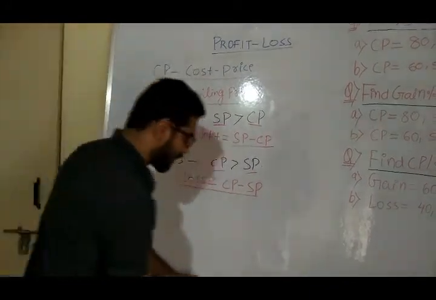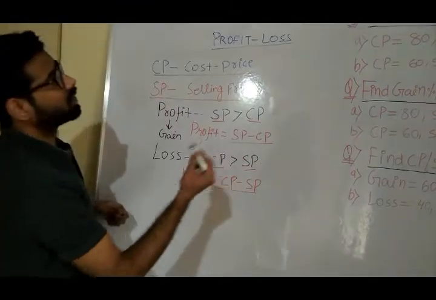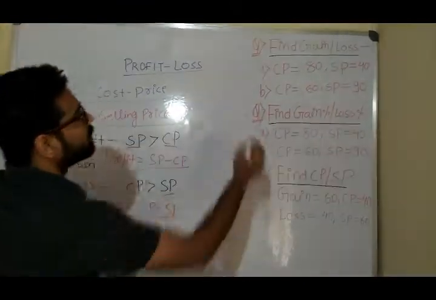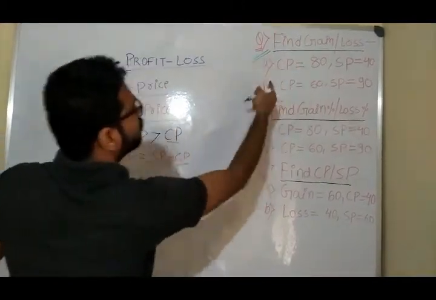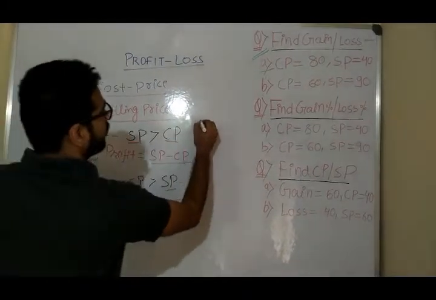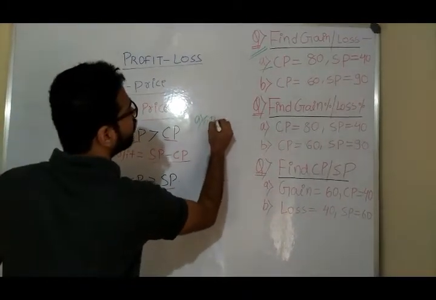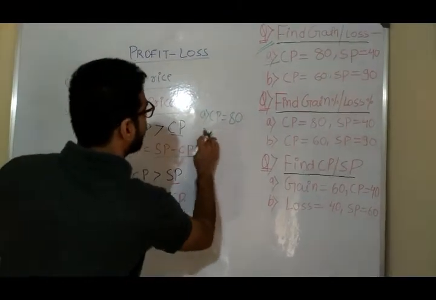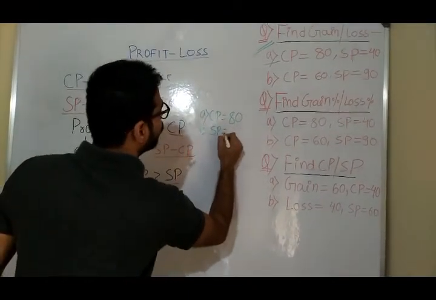Let's go to the question part. I have made some questions. See, where it is written find gain and loss. First question: CP is equal to 80. Let's solve it from here. CP is equal to 80, it is given, and SP is given as 40.